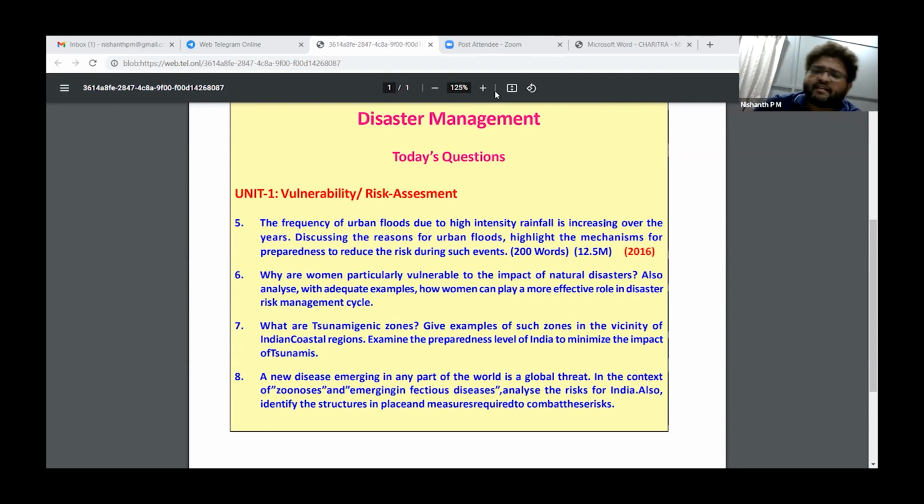How do you prevent the disaster? By proper planning, using technology, improving the drainage system, having proper nala system, and constructing proper bunds to the lake so that they don't overflow. All these are the preventive measures.